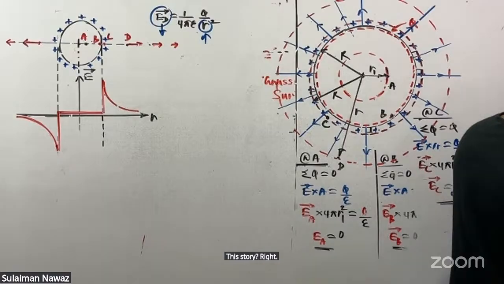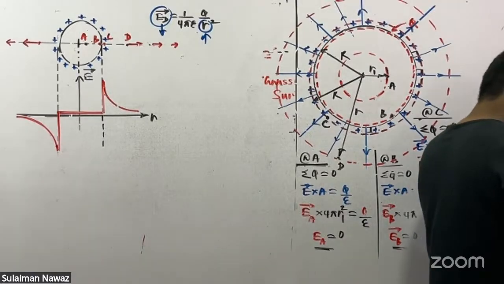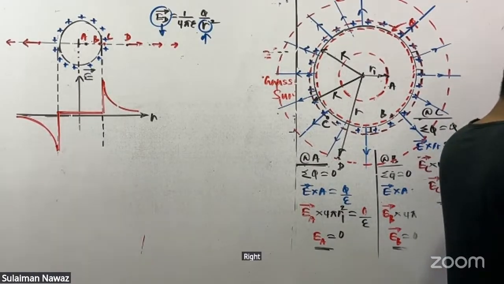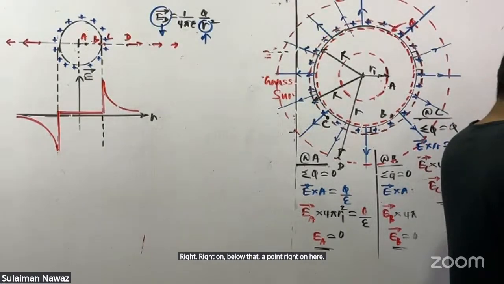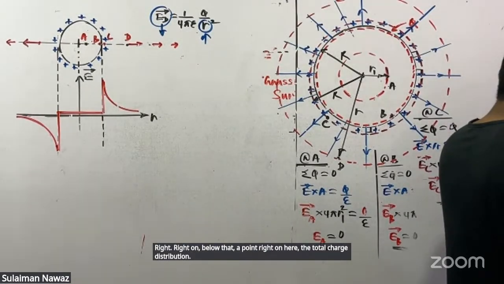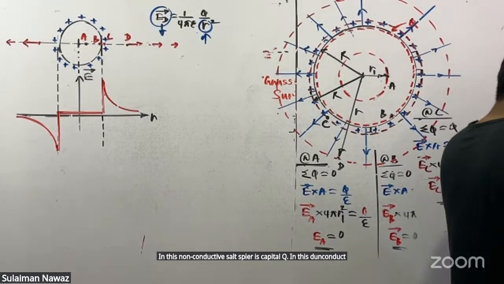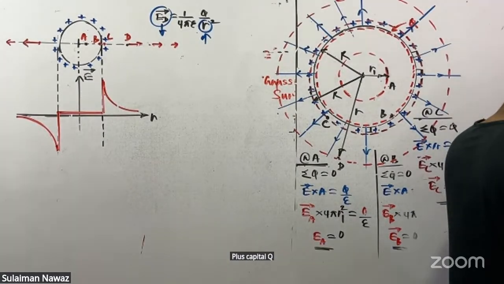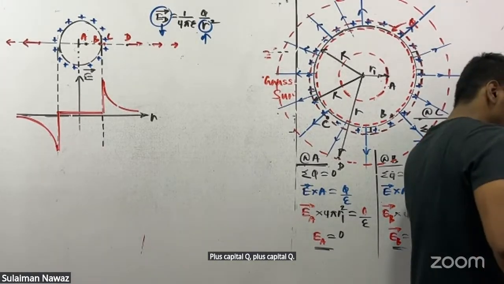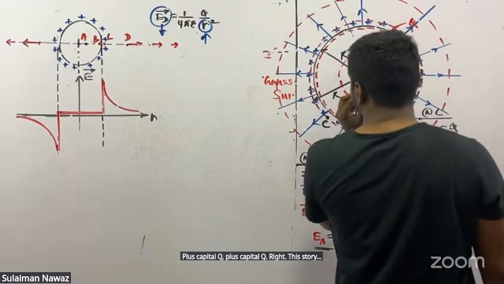Right. Now, look here. Write down below that point the total charge distribution. The total charge distribution in this non-conductive solid sphere is plus capital Q.